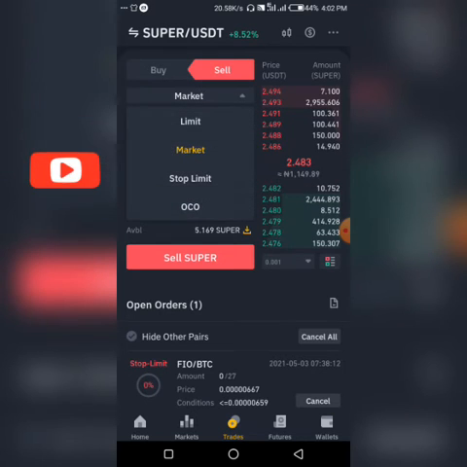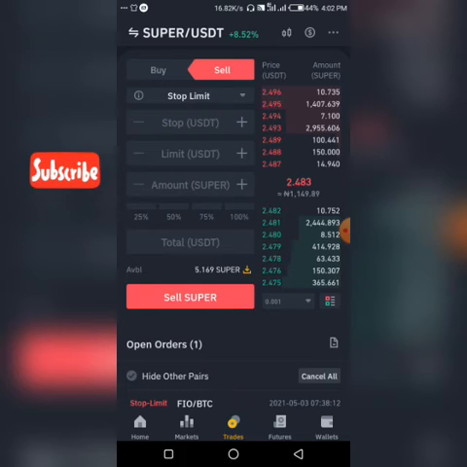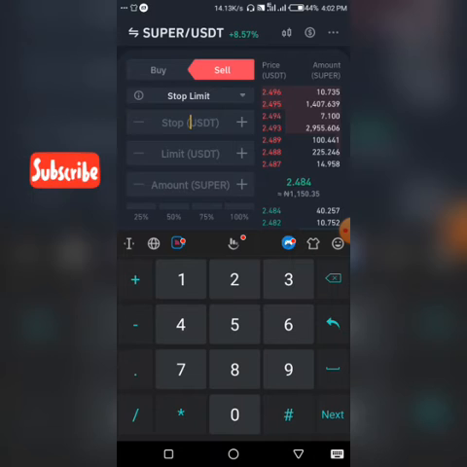Then for stop limit, it means maybe you are given a trade, just like we were given a trade and we were told, okay, 8%, that we should not pass 8% of what we bought. I remember we bought around 2.46. So now I can say, okay, let me set the stop limit. I want to sell this thing at 2.499. You can set it down.